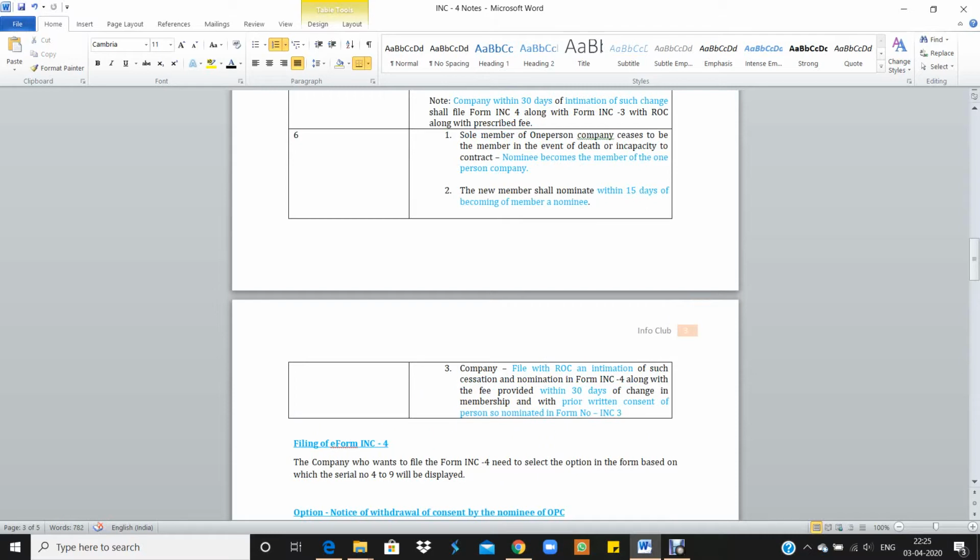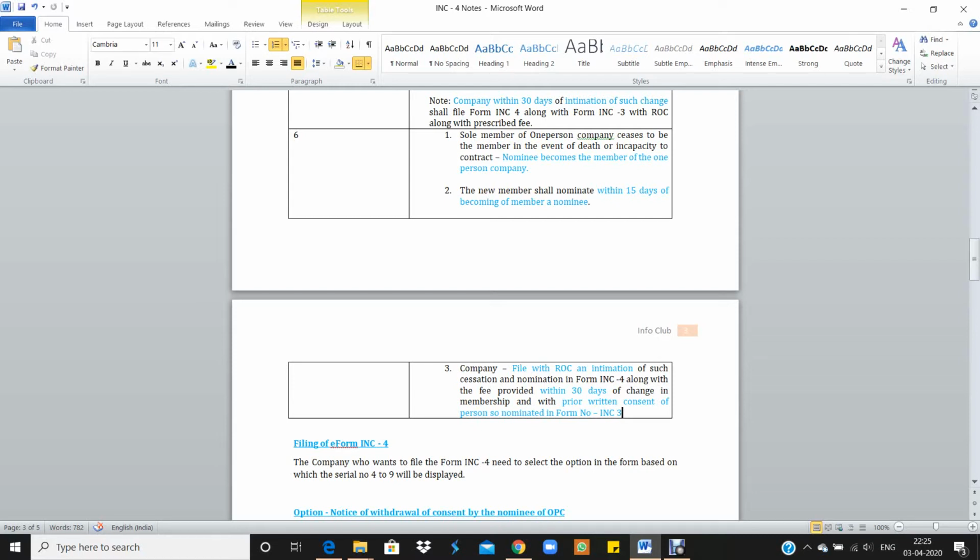If suppose X dies, then what will happen? The cessation will occur, and after his death, Y will become the member of the company. Then when Y becomes the member of the company, from that date within 15 days he has to nominate one more person. For example, Y will nominate Z as nominee of the one person company. And what does the company have to do within 30 days of this change, because X has died, Y became the new member and Y has appointed Z as a nominee?